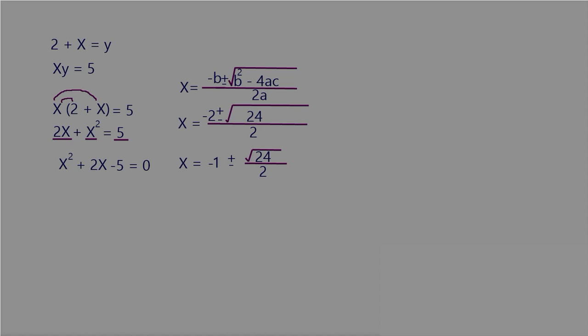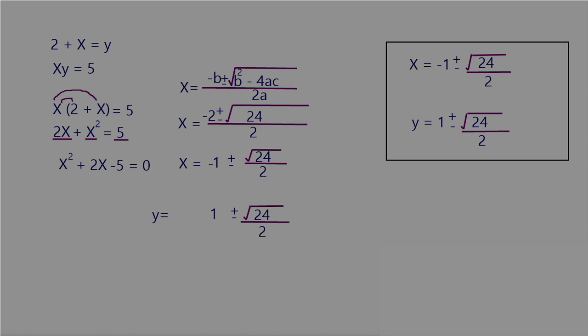We have to now use equation 1 to find the value for y. To do that we substitute the value we have for x, which is equal to minus 1, plus or minus the square root of 24 over 2. For equation 1, we want a plus 2 with the value of x to find y. We only need to plus 2 with minus 1, we get y equals 1 plus or minus the square root of 24 over 2. And we are now finished finding the value for x and y.